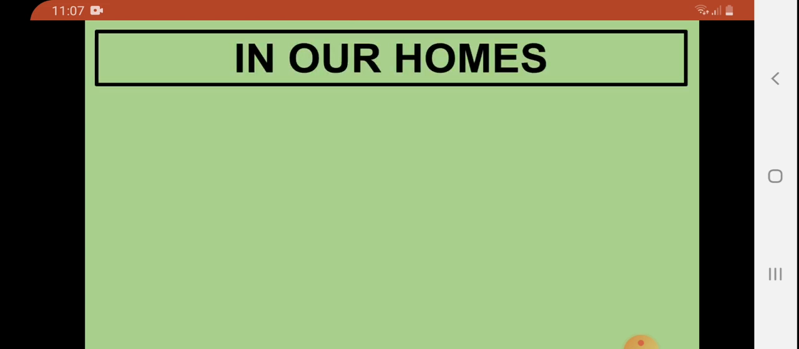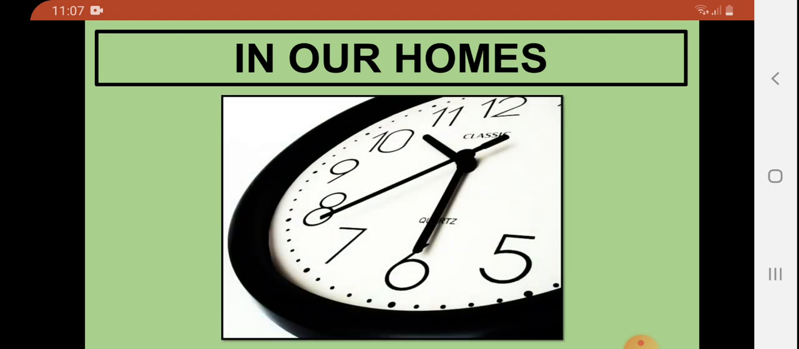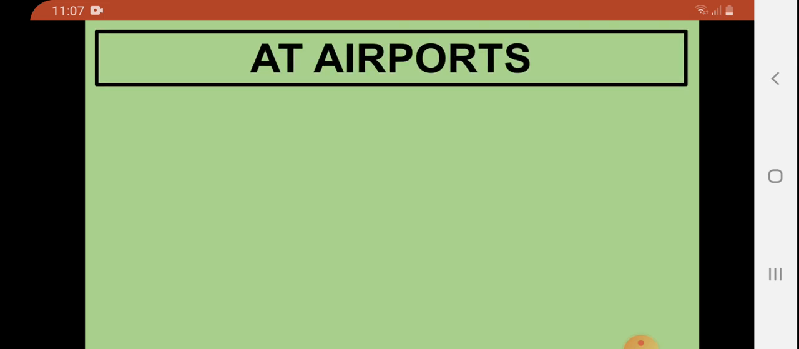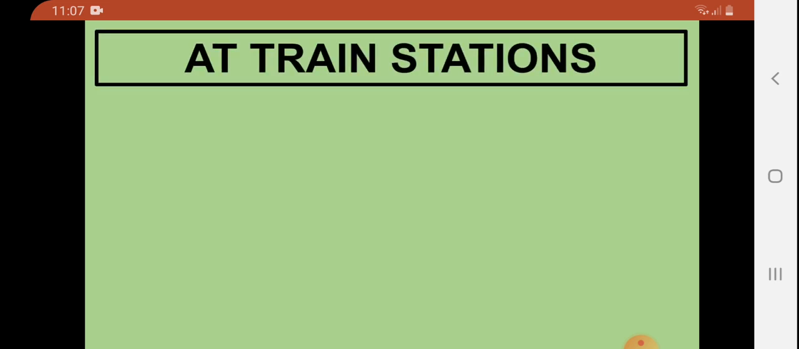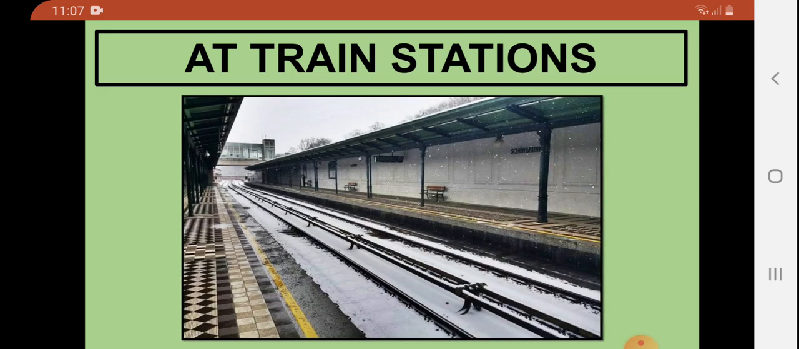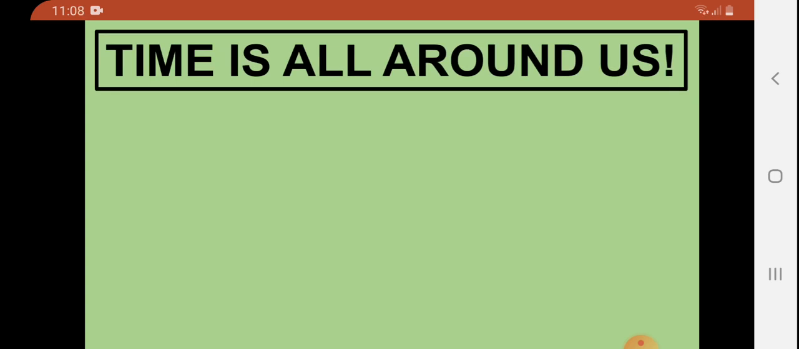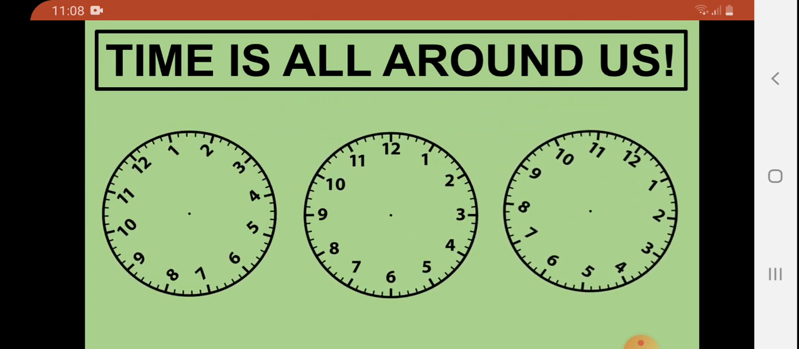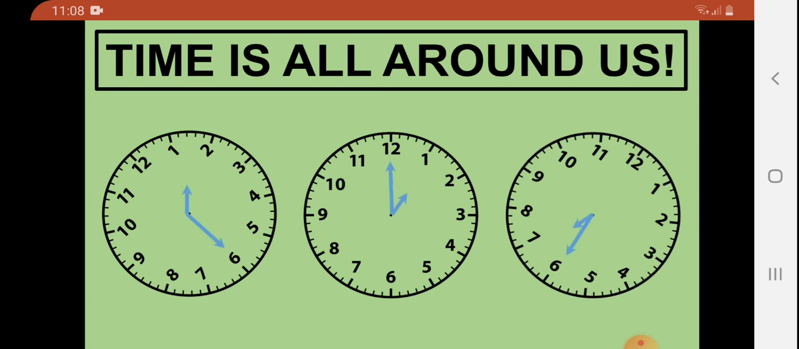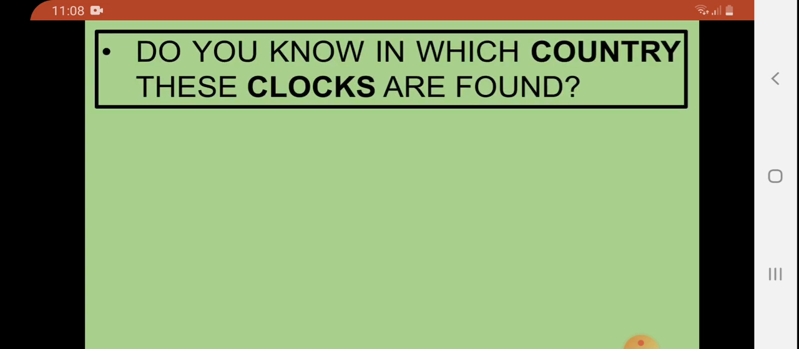Okay, where do we use time? First question. We use time in our homes, perhaps in your kitchen or somewhere else, perhaps at airports. The time for takeoff and perhaps landing, departures and arrivals. At train stations, the timetables, schedules, or whatever, etc. Practically, time is all around us.